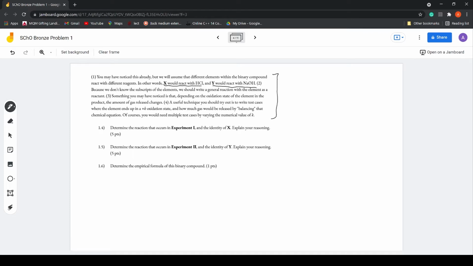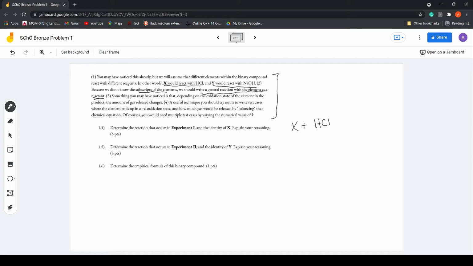The next thing is, because we don't know the subscripts of the elements, we should write a general reaction with the element as a reactant. So instead of dealing with the compound, let's deal with each element just reacting. For example, when I write the equation for X reacting with HCl, I just want to write X plus HCl rather than writing X M Y N or something like that, right? We want to keep this as simple as possible.